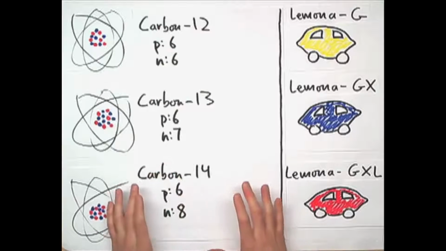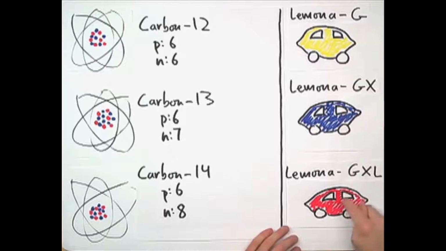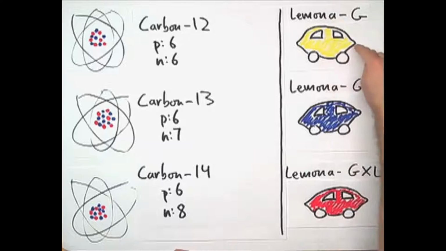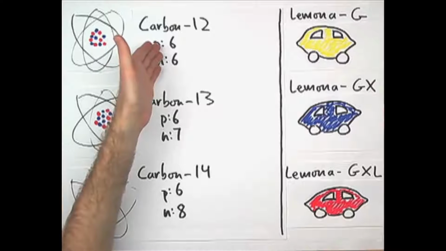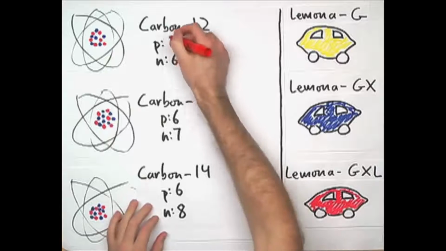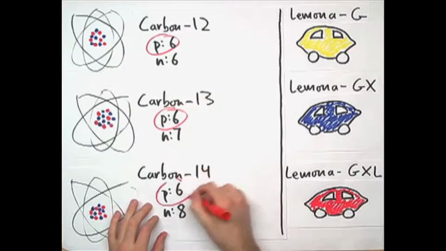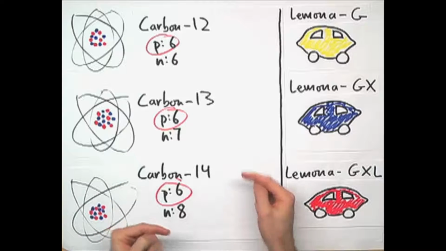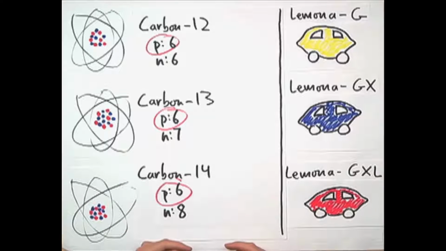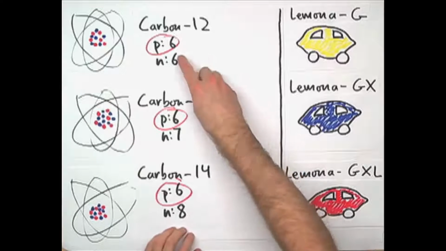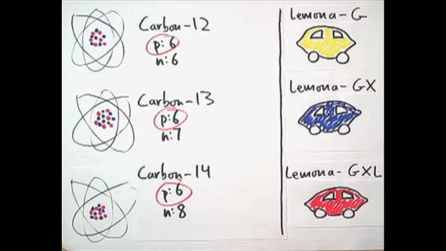So what do we have in common here? All the different models of the Lamona, even though there are things that they differed about, all have the same distinctive lemon-like shape. So for carbon, what they all have in common is they have 6 protons. 6 protons in the nucleus. And that's what makes a carbon atom, okay? So it turns out that it doesn't matter how many neutrons it has. 6 neutrons, 7 neutrons, 8 neutrons, no big deal.